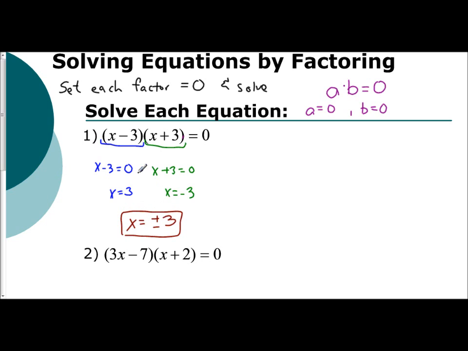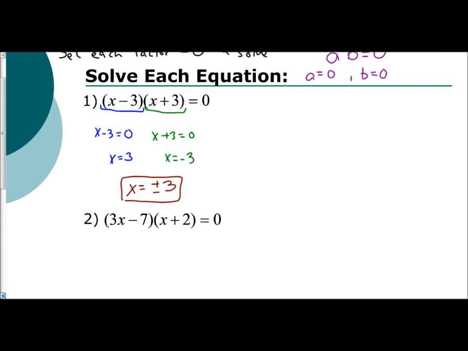If you were to plug positive 3 into the first parentheses, you would get 0. If you were to plug negative 3 into the second parentheses, you would get 0. So the whole idea is set each factor equal to 0 and solve when you're solving equations by factoring. And I'm going to come back and show you what these values represent graphically. So let's go on to example 2.